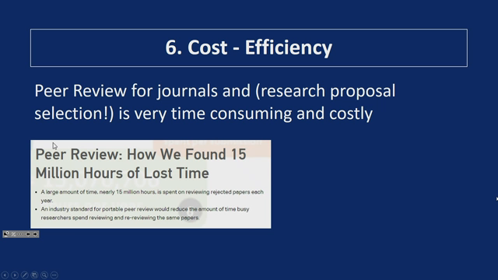Peer review is also increasingly costly. There is an issue of efficiency, and this is also true for selecting proposals. It is a very time-consuming and costly activity on both sides, for authors and reviewers. A recent study, for example, found that millions of hours are lost in peer review, although peer review contributes to improving the manuscript.